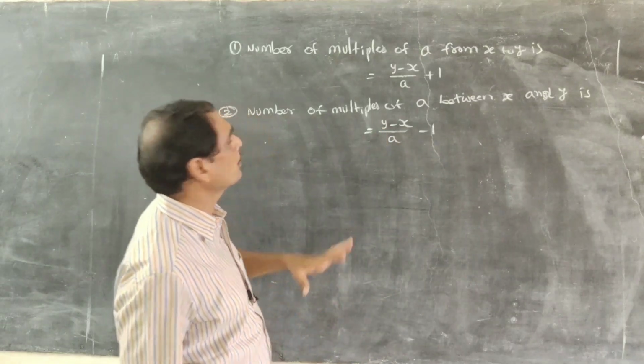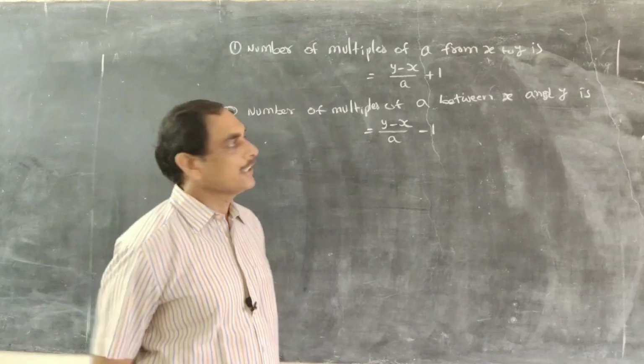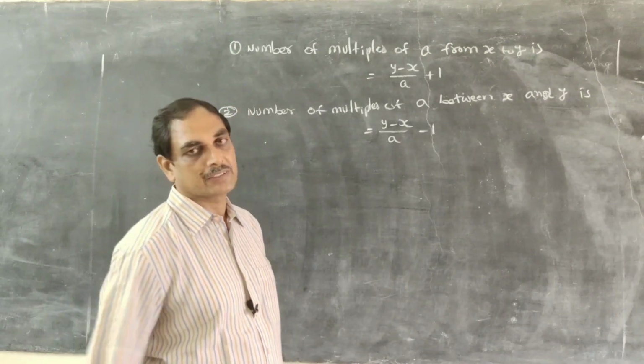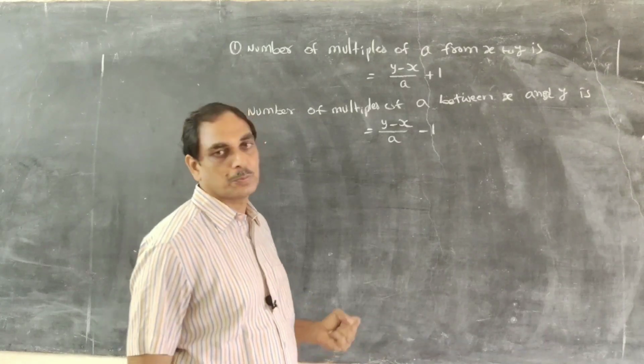These are the two main formulae to find the number of multiples of any number between two numbers. Now, we go to problems.